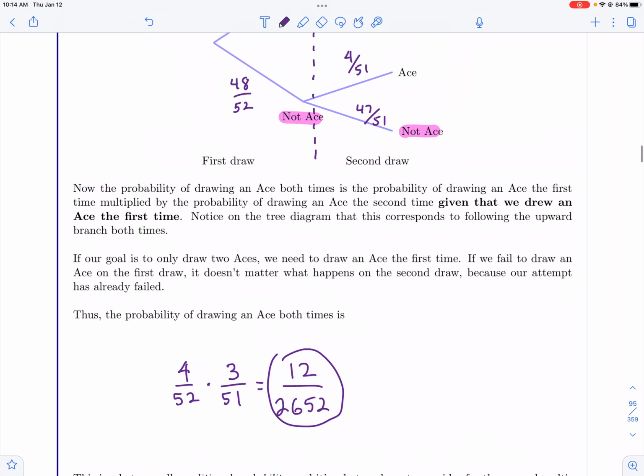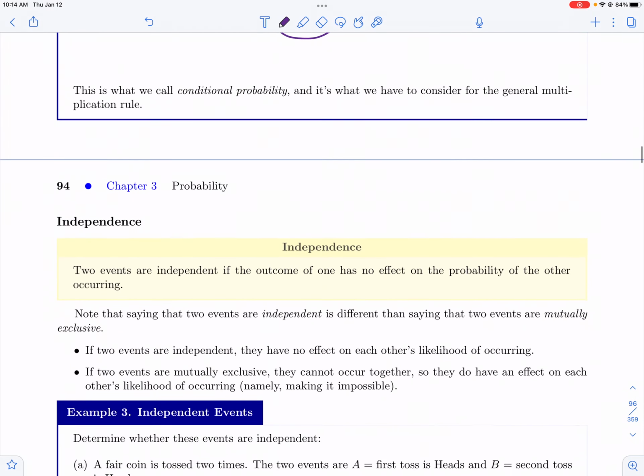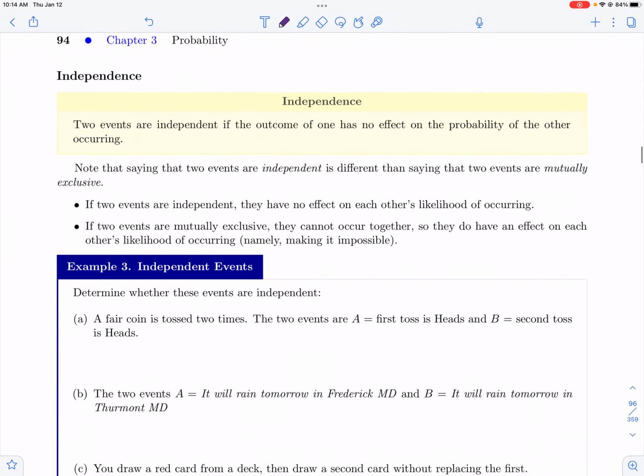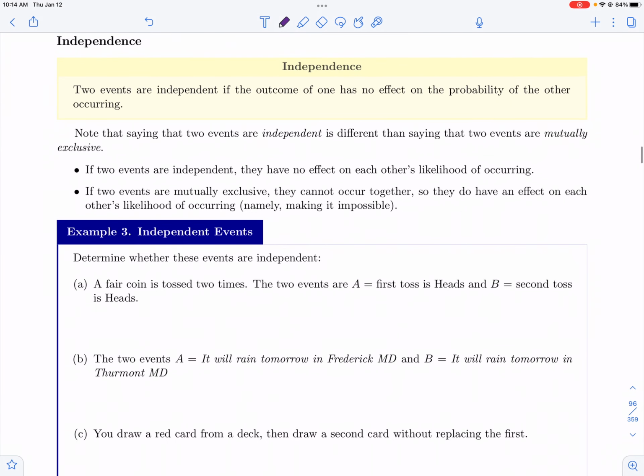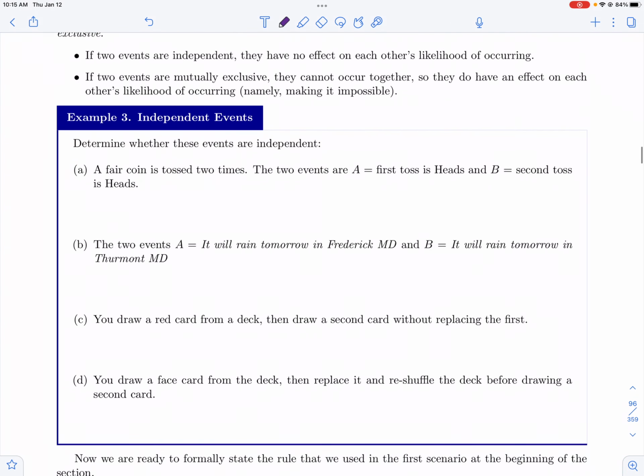All right, so this is what we're looking at when we're trying to do these guys. We're trying to figure out whether the events are independent, which means that the first outcome is not going to affect the other outcome. So this is another way to think about with replacement. So let's take a look and see if we can figure out whether events are independent or not independent based on what we have here.